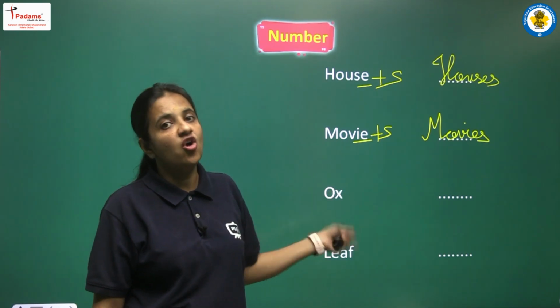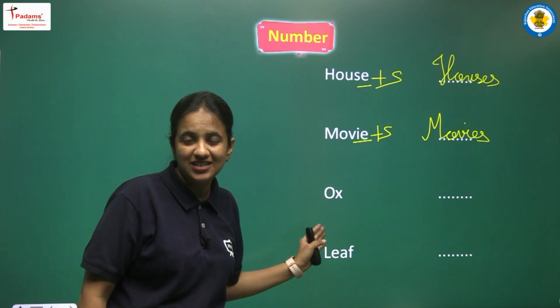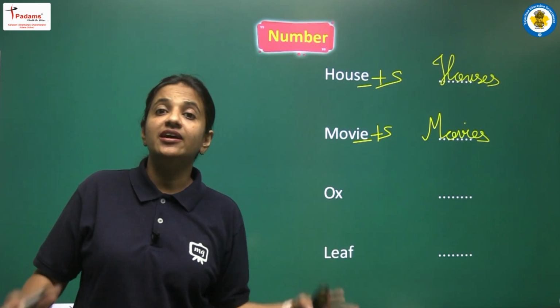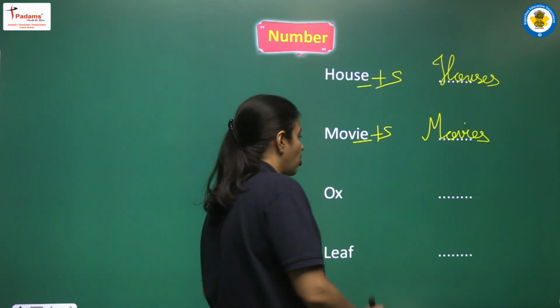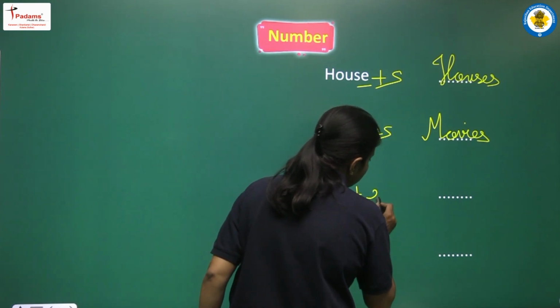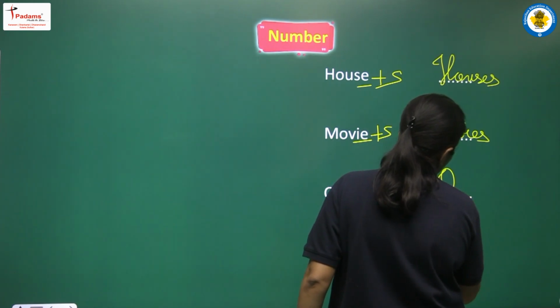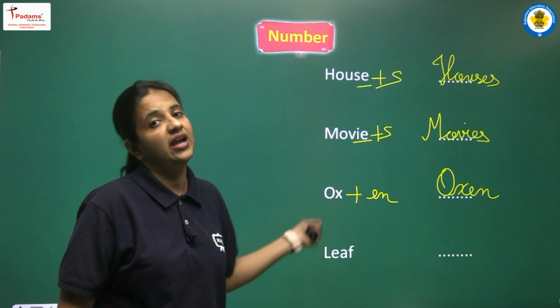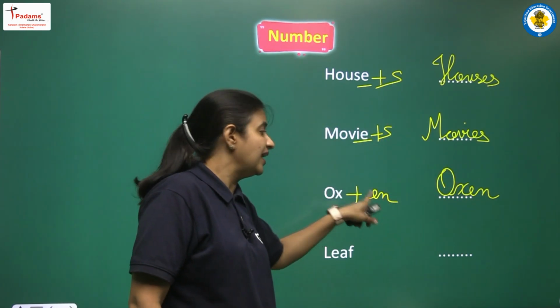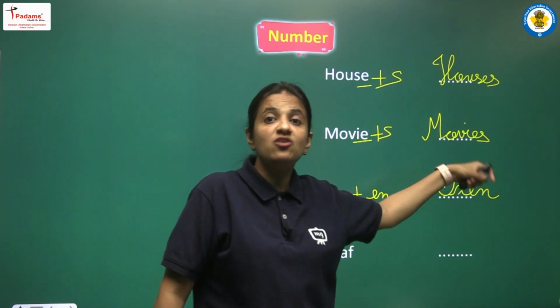Next we are having ox. So again students, we have discussed this word when we were having all the irregular nouns, and then we have discussed that if we are having ox, we have to add EN, right? So it will be oxen. So ox, this is a singular noun, and we are doing the conversion. We are adding EN. So now it will be oxen.